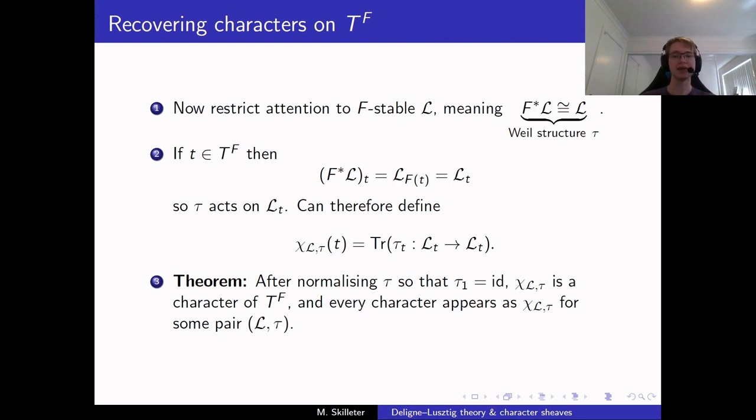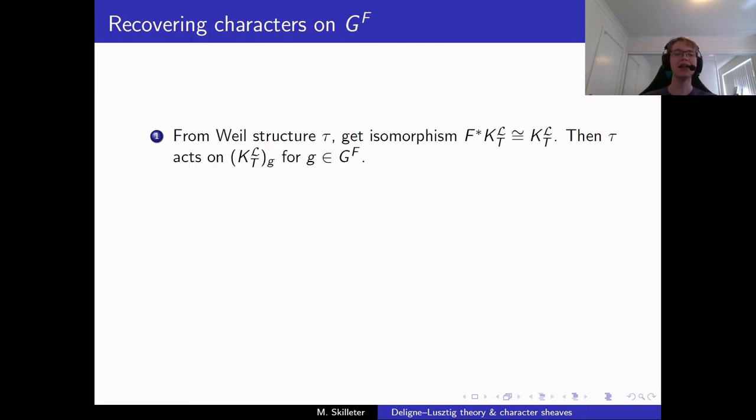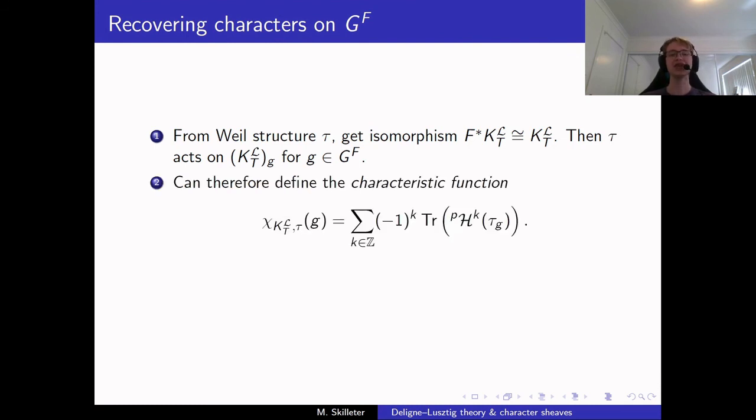So hopefully now you can start to see the plan. If I want to study the Deligne-Lusztig character R_T^G theta, I pick a pair (L, tau) so that theta is chi_{L,tau}, and then I'm going to study the character sheaf K_L^T. But what does study mean? Well, our choice of Weil structure tau induces an isomorphism from the pullback of the character sheaf to itself. Our character sheaf is also F-stable. Now, arguing exactly as in the torus case, tau acts on the stalk at g for any g that's fixed under the Frobenius. We can therefore define this function, called a characteristic function, as the alternating sum of the traces of the induced maps on cohomology. This should look familiar. It's again modeled on the Lefschetz-Hopf formula.